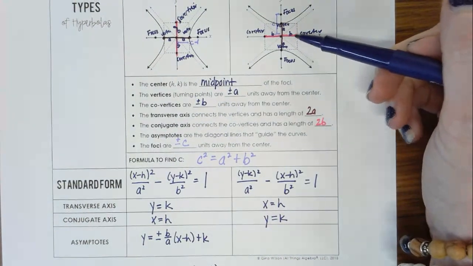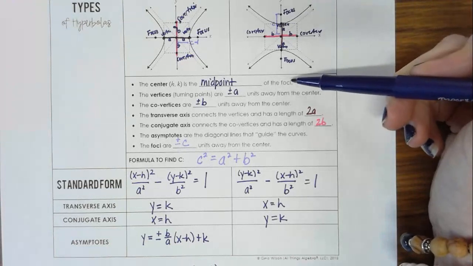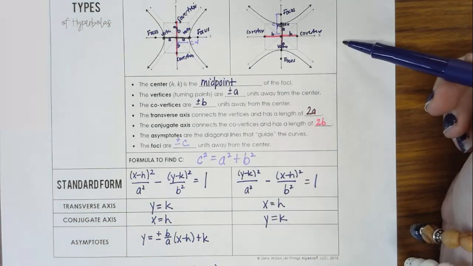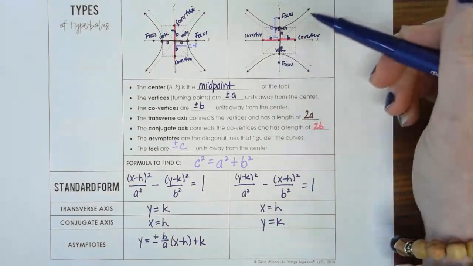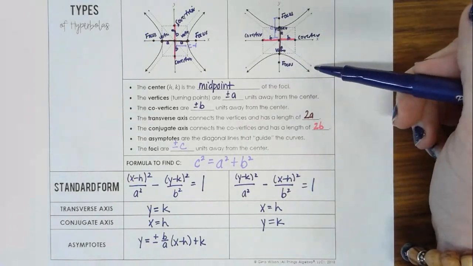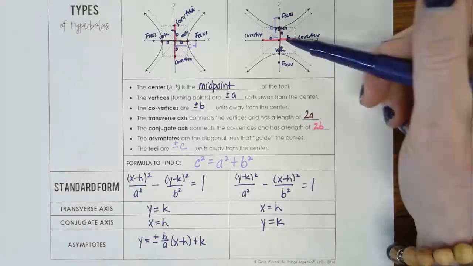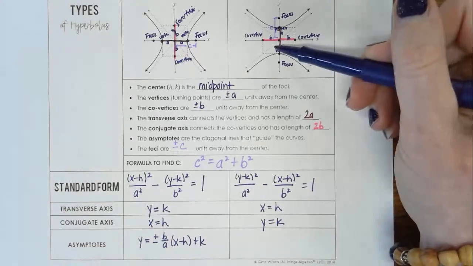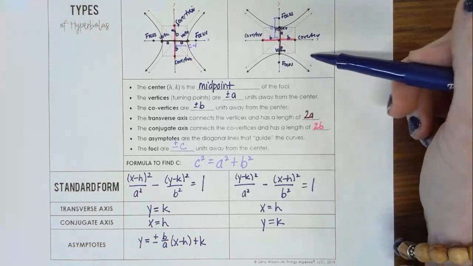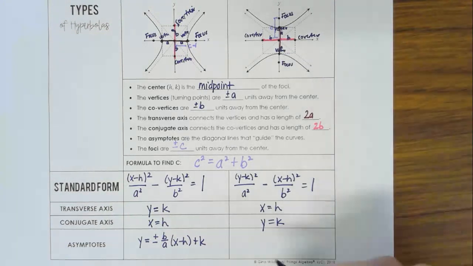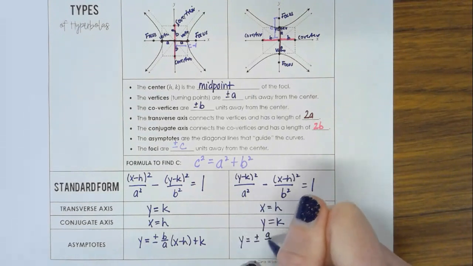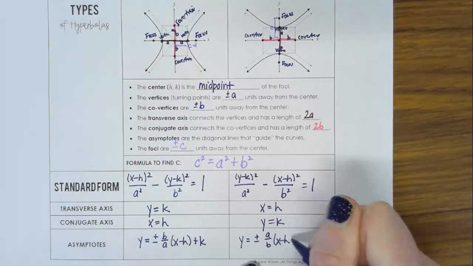And when we had a vertical transverse axis and a horizontal conjugate axis, my diagonals here, or my asymptotes here, are now going up a units and over b units, or down a units and over b units. So my slope here would be negative and positive a over b, and then the rest of my equation would look the same.